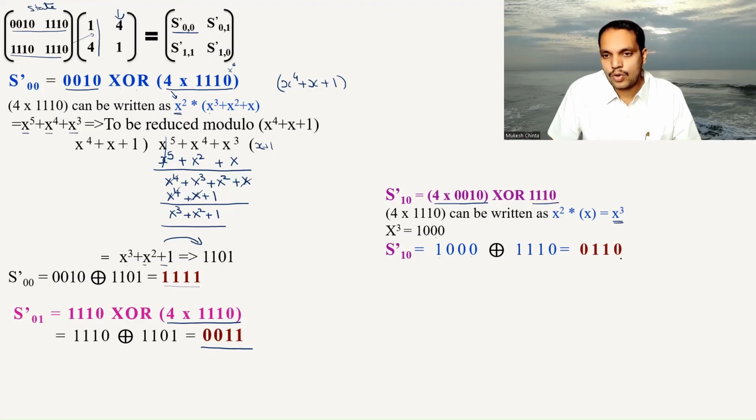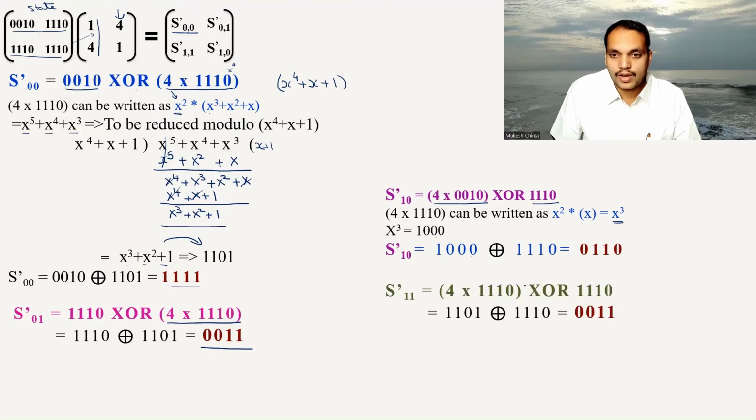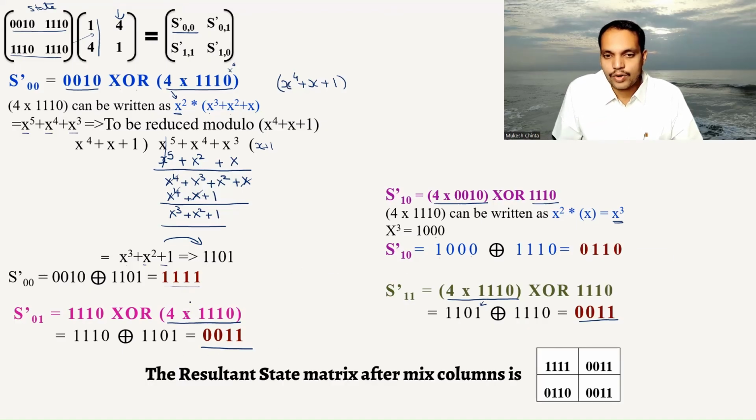1110, which is 0110. Similarly, the next calculation is also the same because I already did this here. I'm just replacing it here. 1101 exclusive OR with 1110, which gives me 0011. This is your mixed column operation. You have to do this like this, and you have to remember this polynomial x power 4 plus x plus 1. All these calculations are done in Galois field of 16. So finally, after doing all this is my resultant matrix.